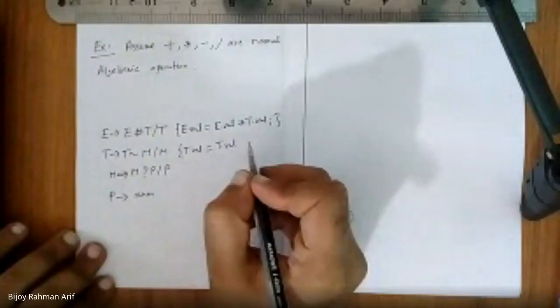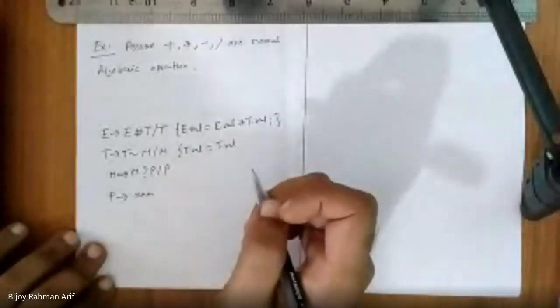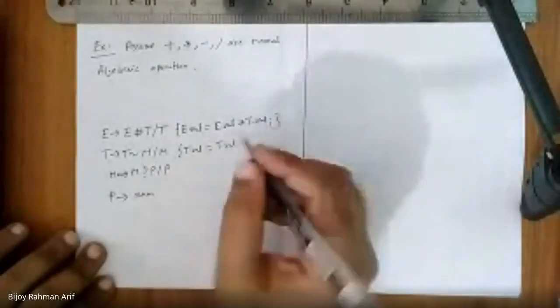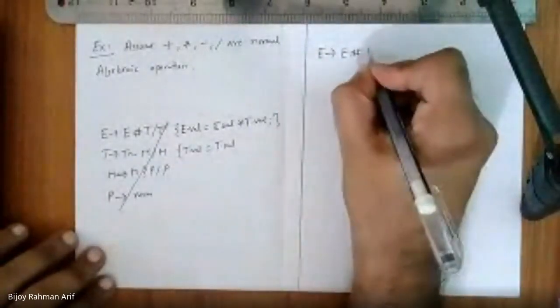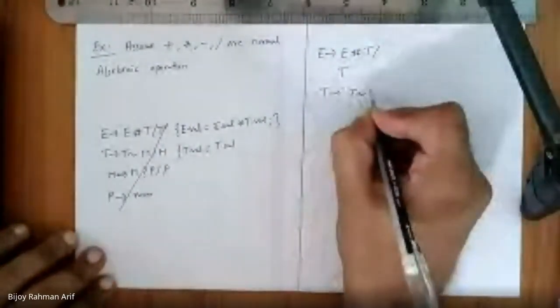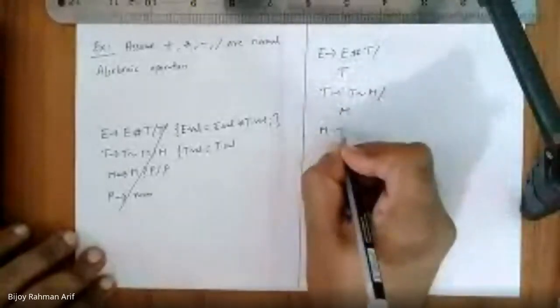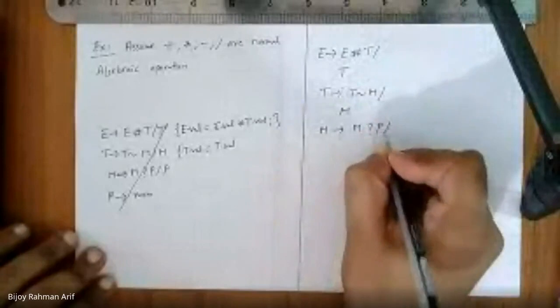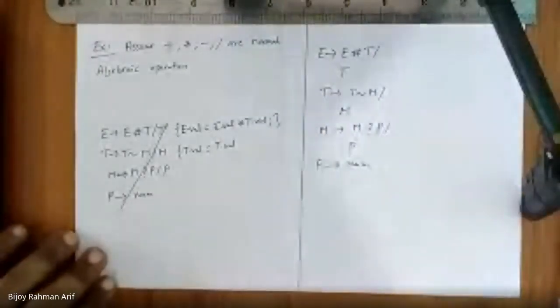Shouldn't the productions be written separately? Which productions? E derives... Oh, P. Yeah, sorry, I'm extremely sorry. Thank you. Good point. Writing them compactly like this would cause problems. So let's do, thank you very much. E derives E hash T or T. T derives T wiggle M or M. And M derives M question mark P or P. P derives num. So this is my SDT.